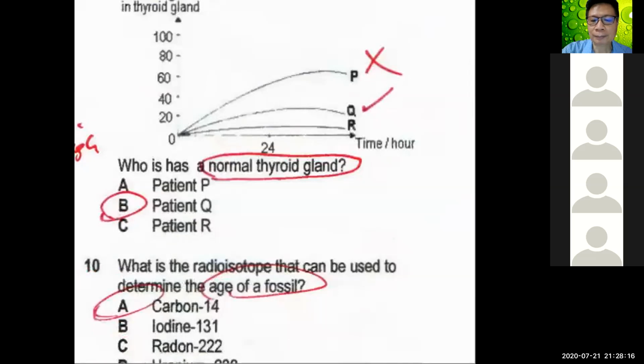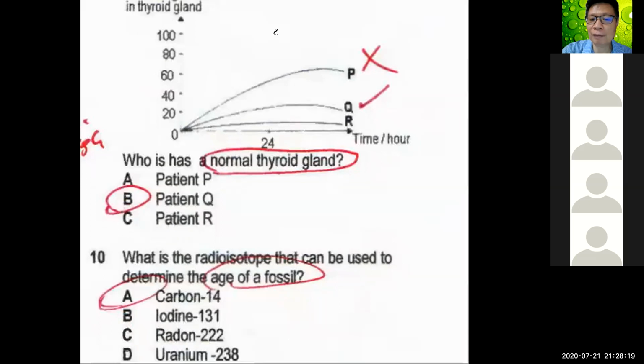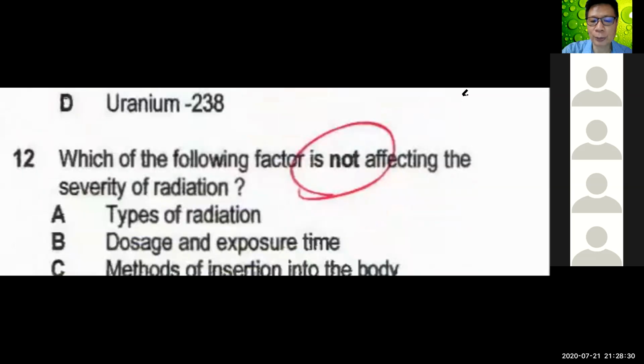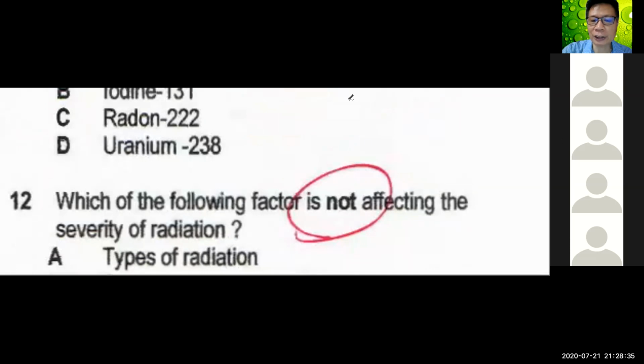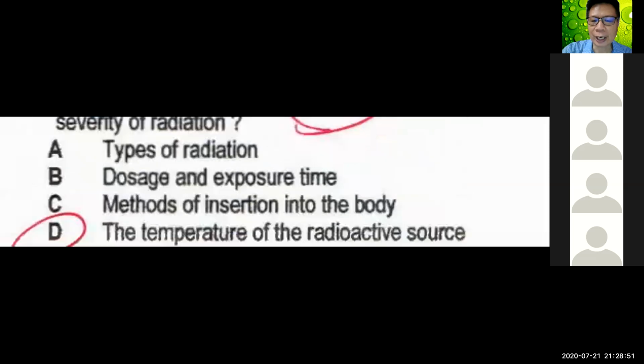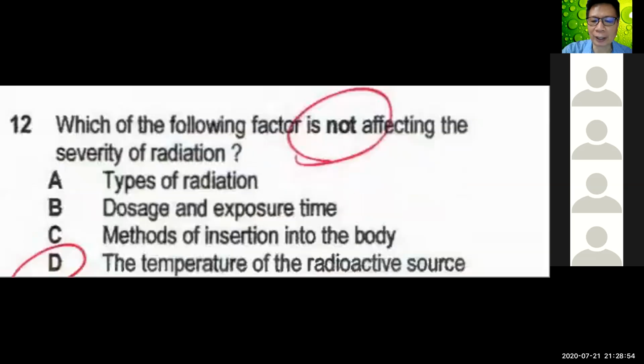Answer A. For the age of a fossil, we use carbon-14. You just learned it. Carbon dating: use carbon-14 to detect the age of the fossil. And number 12. Which one will not affect the severity of radiation? Temperature of the radioactive source. Yes, correct. Temperature won't affect it.